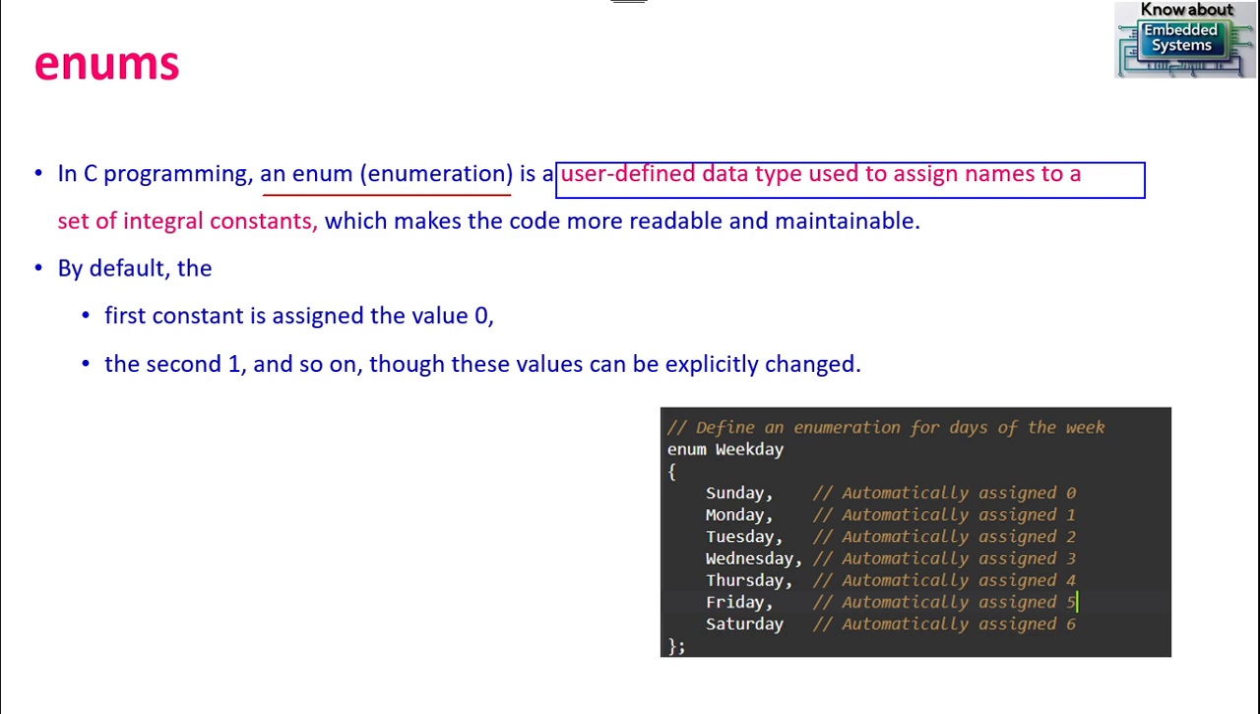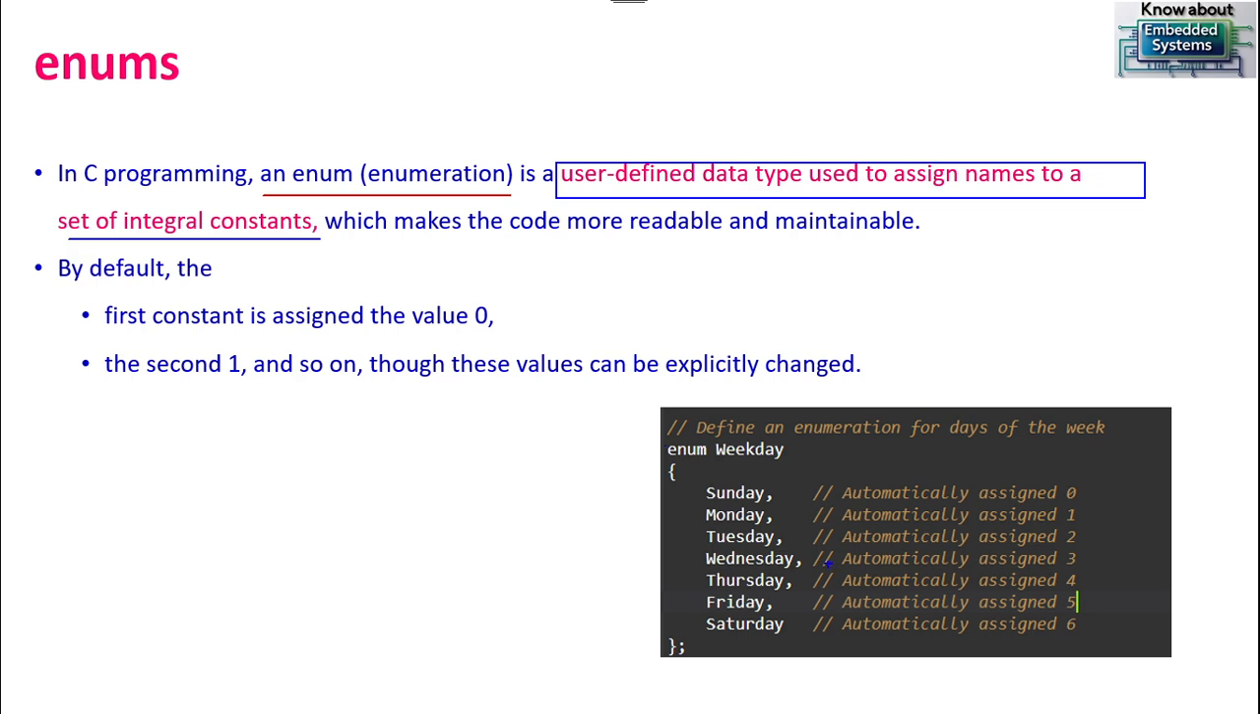Enum data types are used to assign integral constants to the names. You can see here what the definition says. The enums are user-defined data types, and these enums are used to assign names to a set of constant integrals. So what do you mean by this?